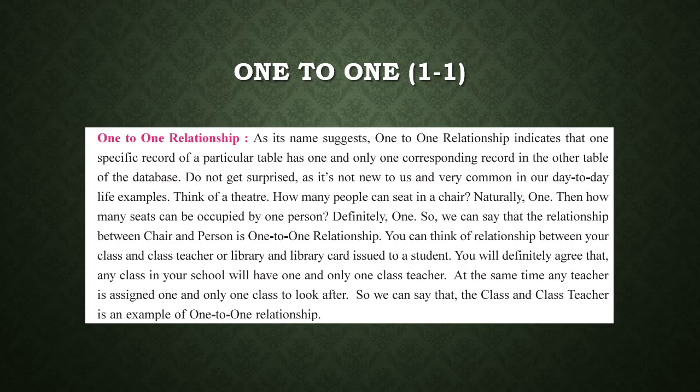I summarize. One to one relationship means one record of a table is associated with the one record of another table. For example, the relationship between a class teacher and a class. Another example, the relationship between chair and a person who is sitting, because one chair will be occupied by one person at a time. Okay. So that is one to one relationship.